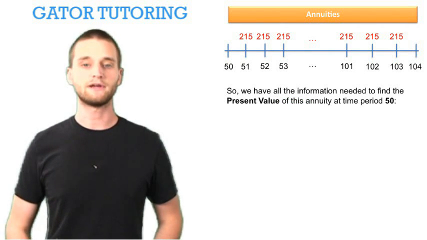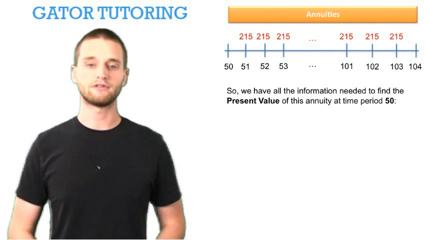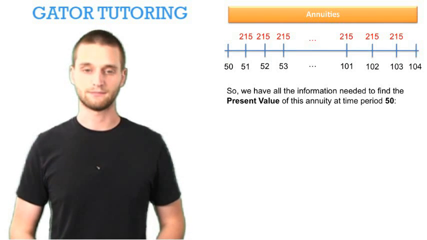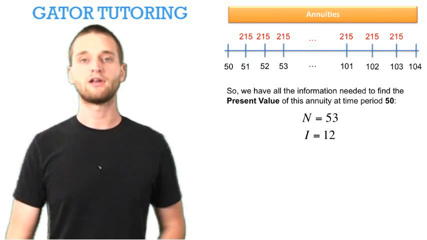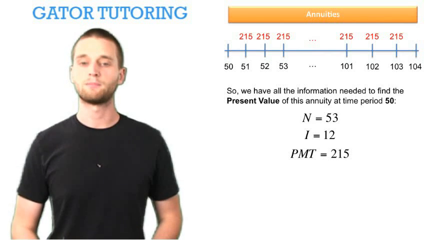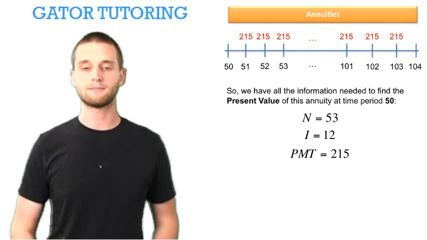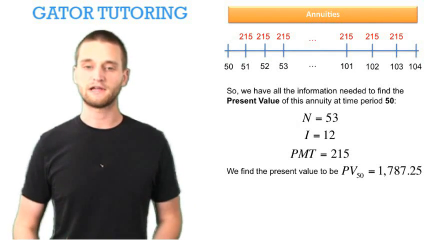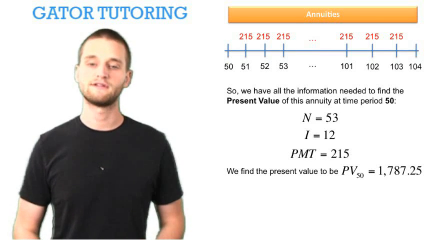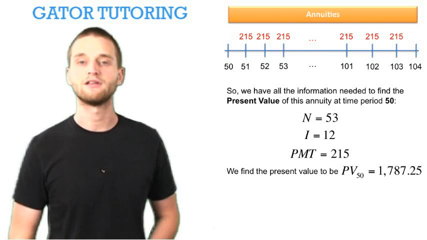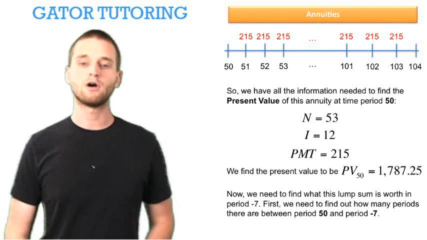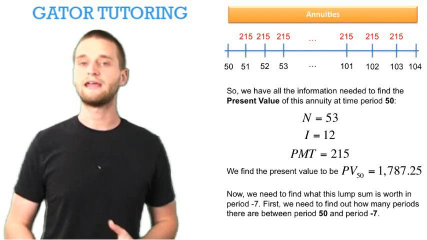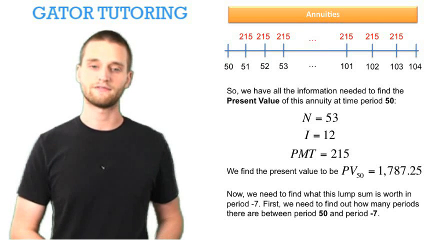So we have all the information needed to find the present value of this annuity at time period 50. We put 53 in for N, we put 12% in for the interest, and we put $215 in for the payment. We found the present value to be $1,787.25 in period 50.